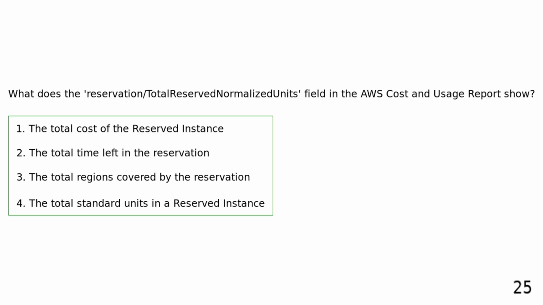What does the reservation/total reserve normalized units field in the AWS cost and usage report show? The total cost of the reserved instance. The total time left in the reservation. The total regions covered by the reservation. The total standard units in a reserved instance. The reservation/total reserve normalized units field shows the total number of standard units in a reserved instance, indicating its size.